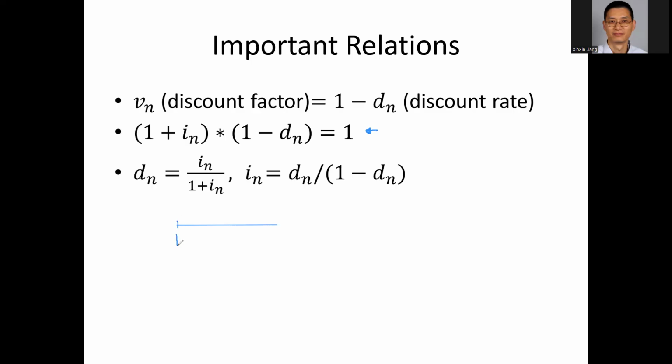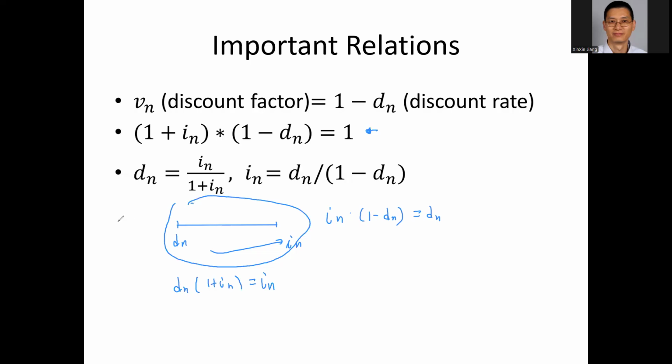So basically, if you have d sub n here, and then you accumulate, you would get i sub n. Okay, that's basically what it says. So d sub n times 1 plus i sub n, you would get i sub n. And i sub n, you discount, multiply by the discount factor, you would get d sub n. Okay, so this picture is also kind of interesting, and you should understand it.